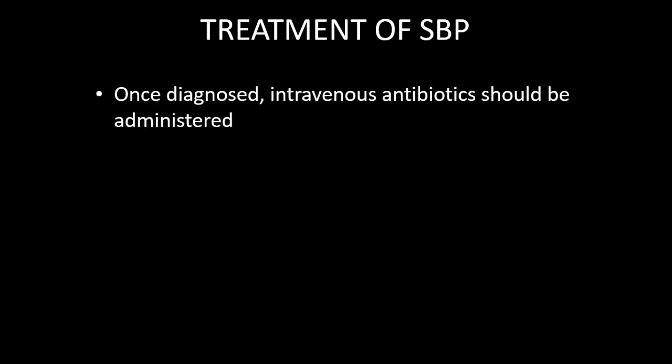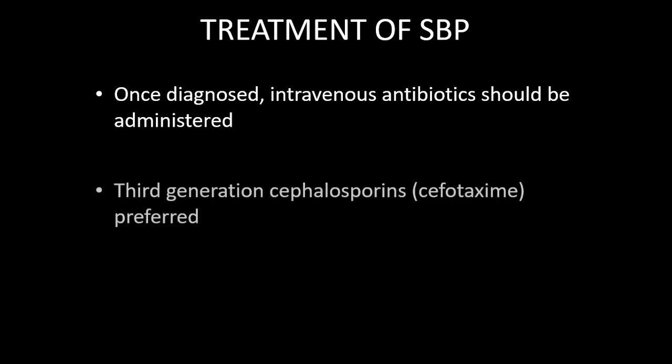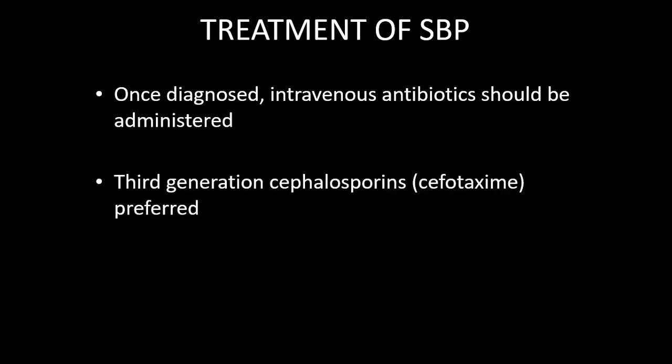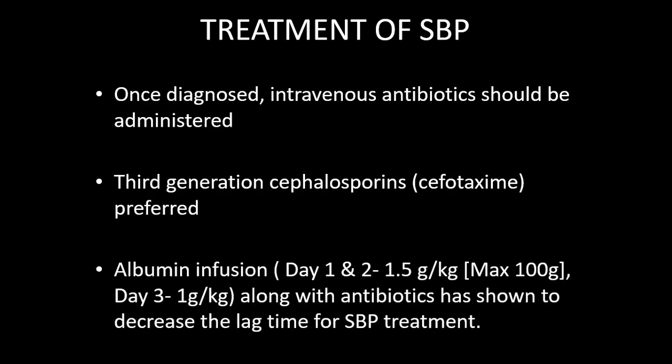Treatment: once you have diagnosed, intravenous antibiotics should be administered. What they recommend is third generation cephalosporins. But if your patient has been in and out of hospital multiple times, it is better you give carbapenems. Generally these already are resistant in our Indian setup. And you should give albumin, start with 1.5 gram per kg, and by day 3 you can give the dose of 1 gram per kg.